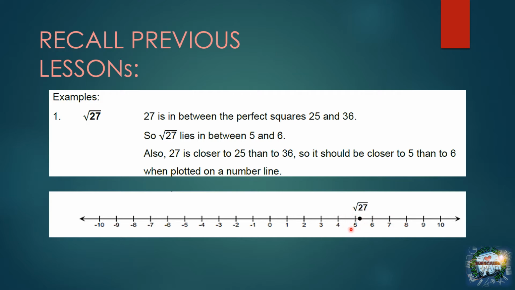Ayan, ito yung 5 natin. So, that's 25, and this one is the 36. Itong 27 natin ay mas malapit sa 25. Kaya andun siya, dito yung point ilalagay natin. Okay? So, ayan.